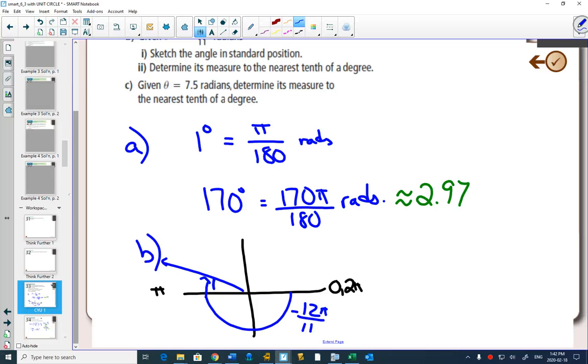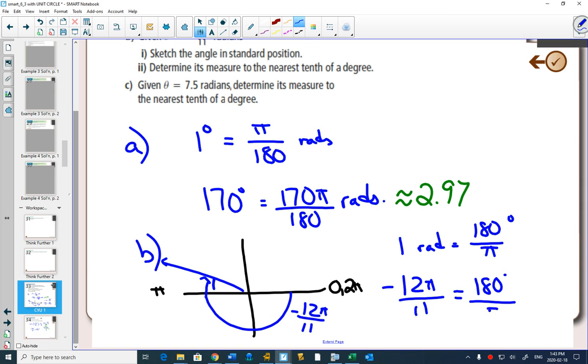Now, had you changed this first to degrees, you might have been able to draw that even quicker because you're more familiar with degrees. So how much is negative 12 pi over 11 in degrees? Well, what do we know? We know that 1 radian is 180 over pi degrees. So if I wanted to find out what negative 12 pi over 11 is, I would have to multiply both sides by negative 12 pi over 11.